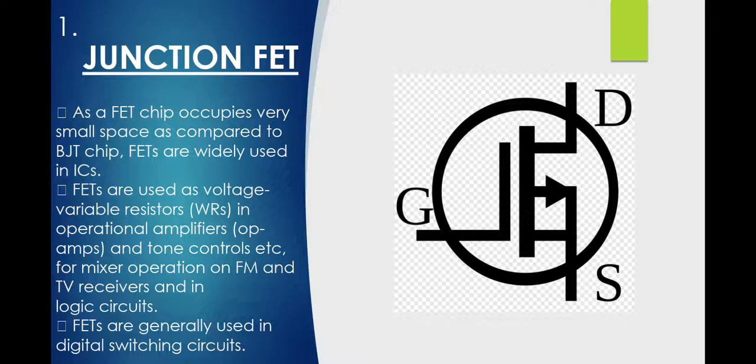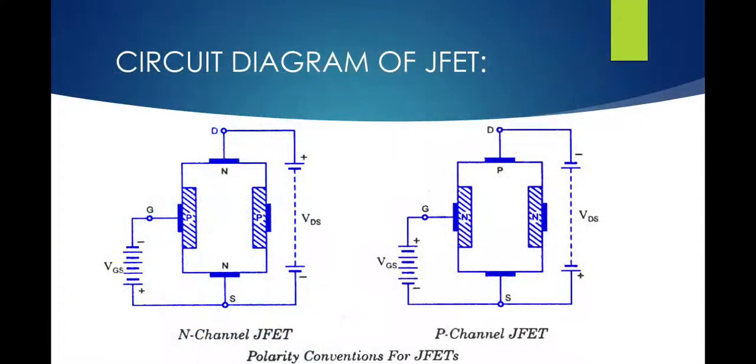So FETs are very much used as voltage variable resistors in amplifiers, which help us see or listen to the operation happening on a TV or FM. Now, logic circuits: FETs are generally used in digital switching circuits. Very good. Circuit diagram of JFET: you can see one is N channel JFET, another is P channel JFET.